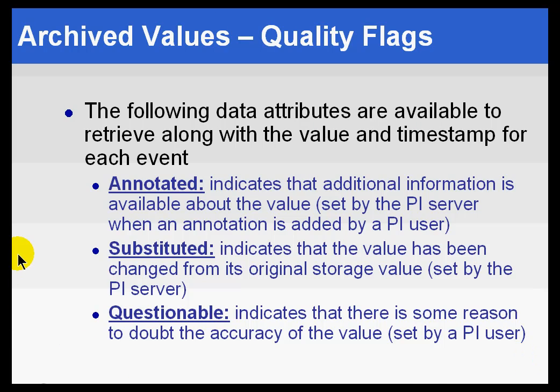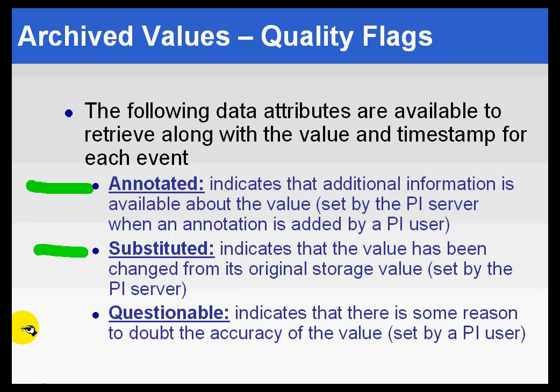Now here are the definitions for those three things we saw earlier: annotated, substituted, and questionable. Annotated indicates that there's additional information. It's things that have been stored as part of the value of that tag, and the clients are going to be able to display that. So Process Book and Data Link will be able to show what that annotation is. We do have different tools that can be used to write the annotation. For one thing, the archive editor can be used for writing annotations, but also through the SDK you can use the different clients to write annotations.